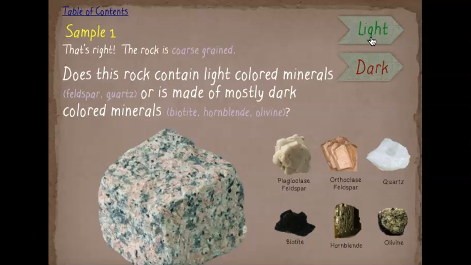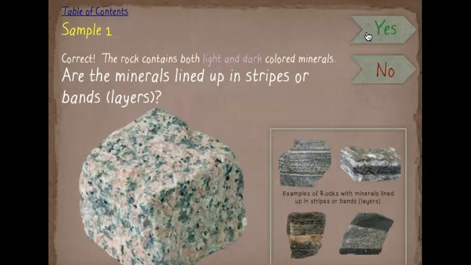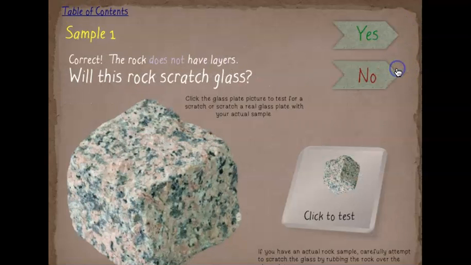Does this rock contain light colored minerals, feldspar, quartz, or is it made mostly of dark colored minerals like biotite, hornblende, and olivine? Mostly light colored. Very good. So we're going to click on light colored. And the rock contains both light and dark colored minerals. Are the minerals lined up in stripes or bands or layers? No, they are definitely not. And it gives a couple examples there. So the rock does not have layers.